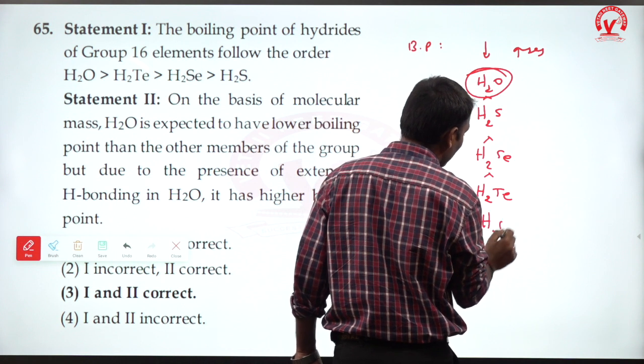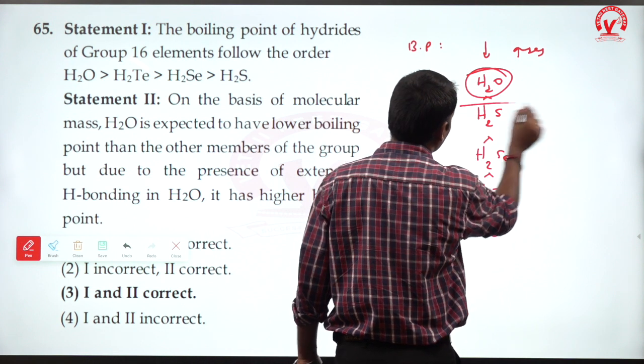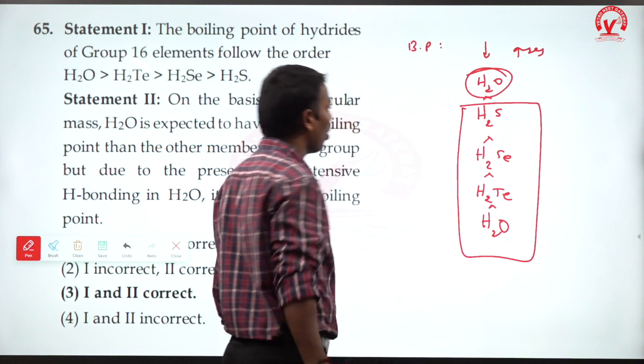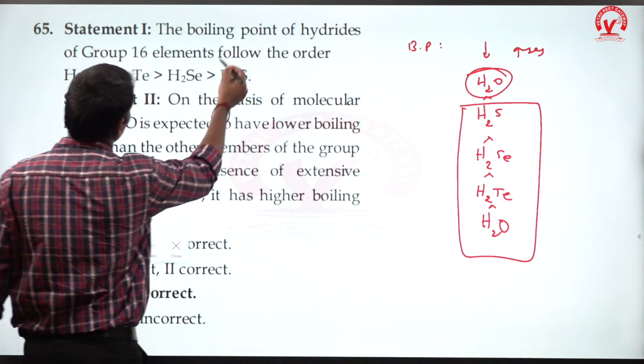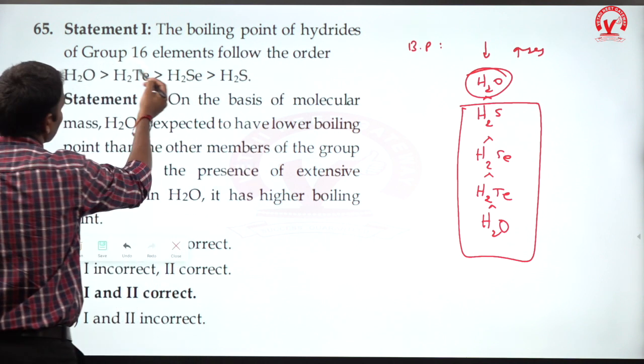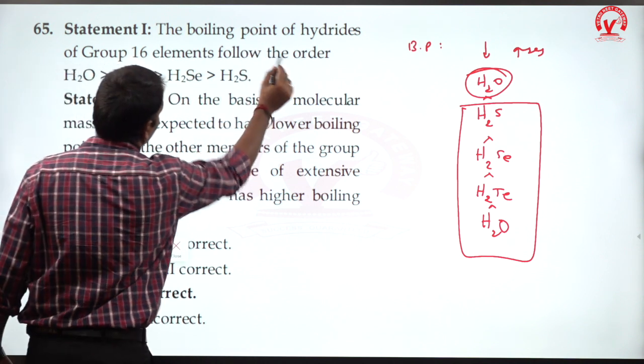So this one we can keep here, and this is the correct order for boiling point order, right? So they gave the correct relation only. The boiling point order of group 16 elements, the following order is the correct statement, right?